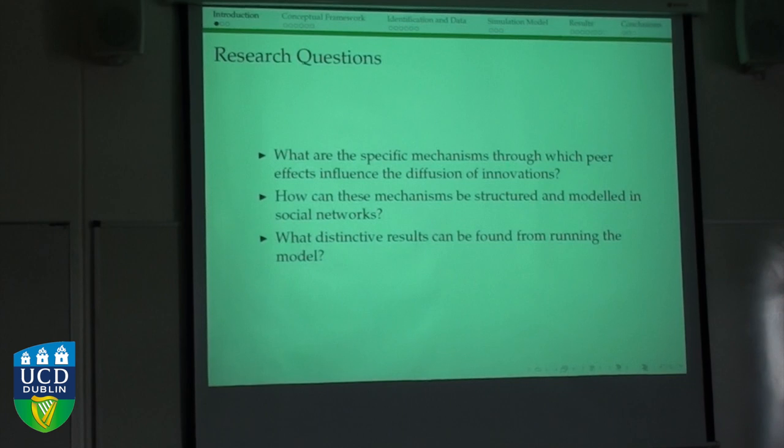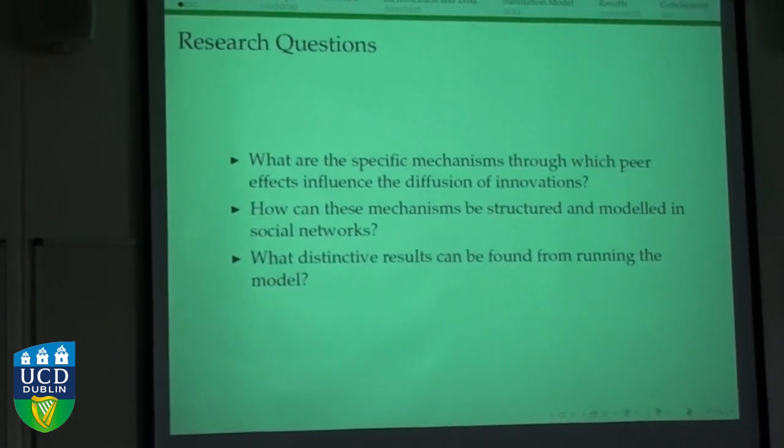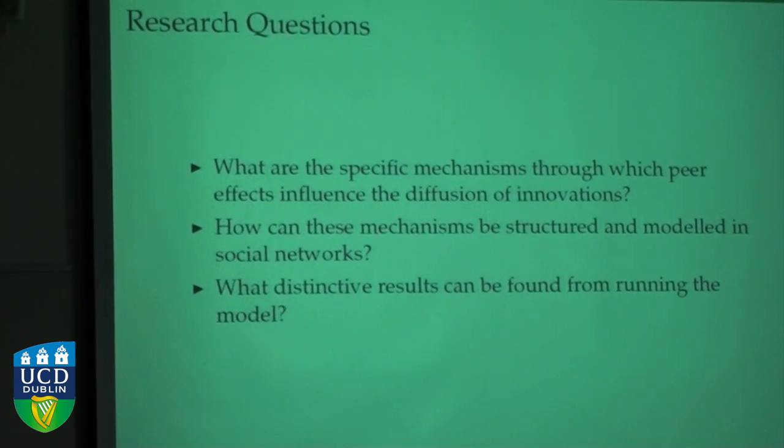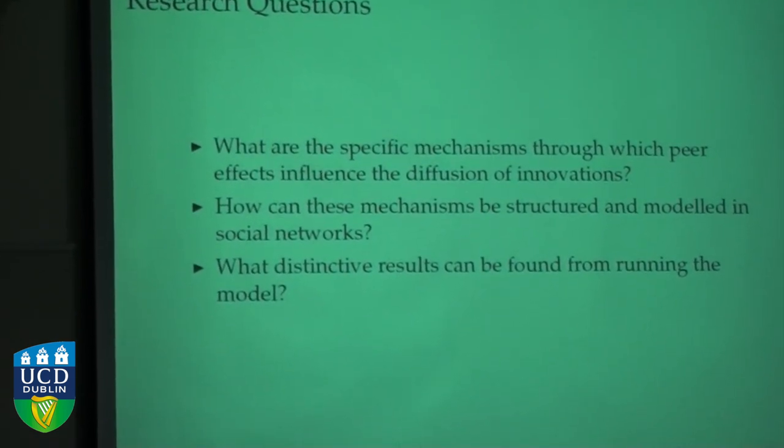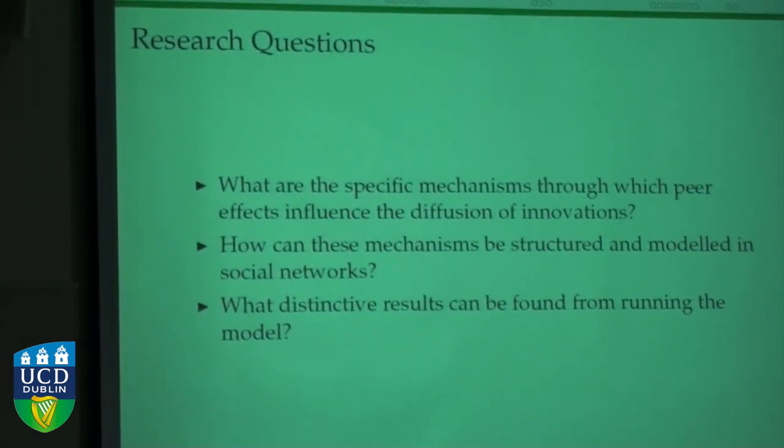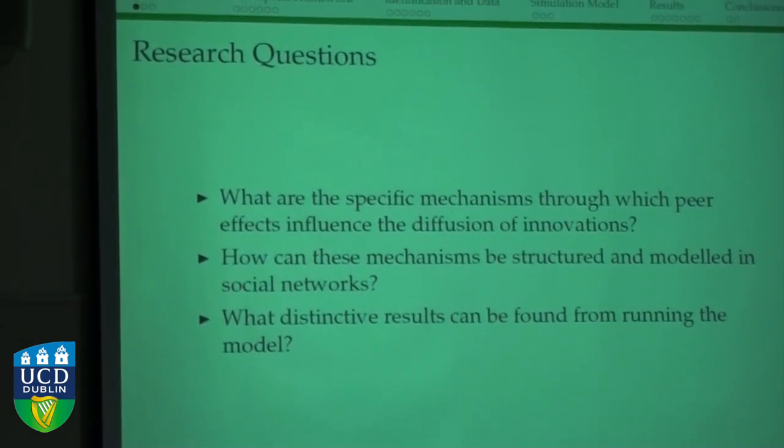Peer effect widely exists and has been studied for a long time, but it seems the specific mechanisms by which peer effect occurs in the social system have not been studied very well. So in this study, I'm interested in exploring three questions. First, what are the specific mechanisms through which the peer effect influences the diffusion of innovation? Second, how can these mechanisms be modeled in the structure of a social network? And third, what interesting results can be found from these models?